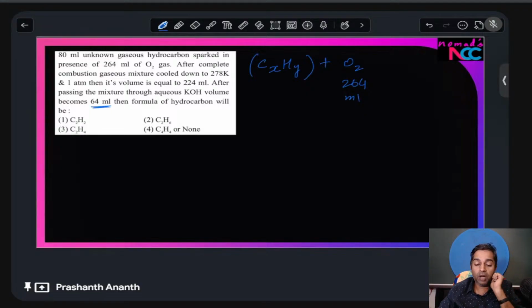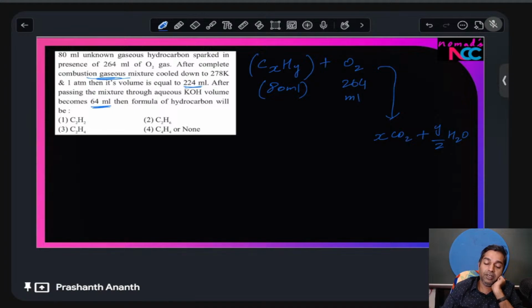Then the formula of the hydrocarbon is going to be... So let's try to understand what is happening over here. We are going to be having 80 ml of this, and we are going to be having 264 ml of the oxygen gas here. So when you have full proper combustion happening, after complete combustion the gaseous mixture is cooled down to this, and then its volume is equal to 224 ml. What will be happening here is we'll end up having x moles of carbon dioxide produced, and we will end up having y by 2 moles of water, because each H2O molecule has 2 hydrogens.